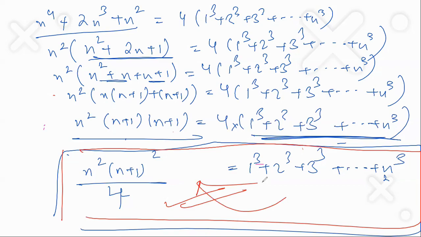A very important thing is which identity you are going to use, because you are using the identity n raised to the power 4 minus n minus 1 raised to the power 4. Why are we taking power 4? That is important, because we are finding the sum of the cubes, meaning power 3. So for power 3, you have to take the identity of n raised to the power 4 minus n minus 1 raised to the power 4. If you have to find out the sum of the power 4 of the first n natural numbers, you have to take power 5. So you have to take one power greater to find out the sum of the powers of natural numbers.